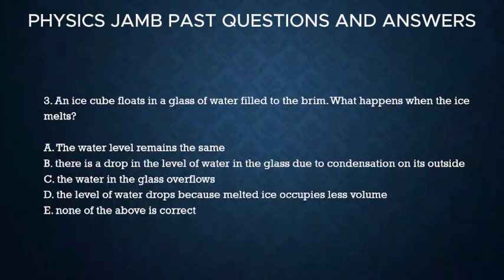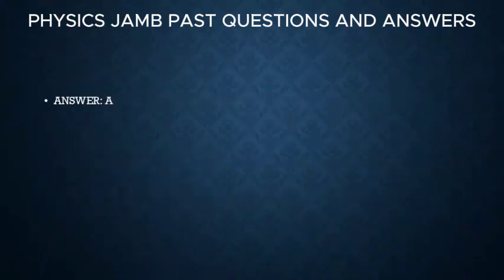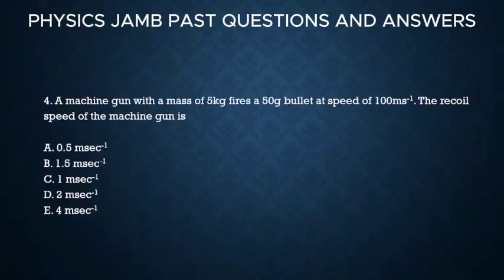An ice cube floats in a glass of water filled to the brim. What happens when the ice melts? A. The water level remains the same. B. There is a drop in the level of water in the glass due to condensation on its outside. C. The water in the glass overflows. D. The level of water drops because melted ice occupies less volume. E. None of the above is correct. The answer is A.